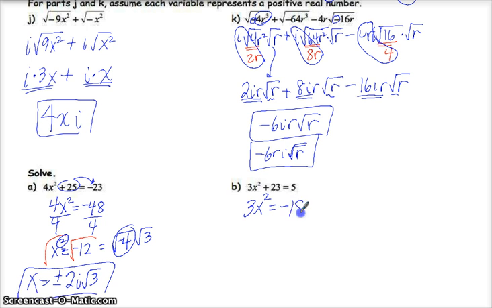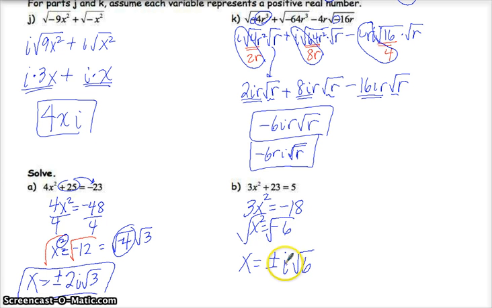3x squared equals negative 18. x squared equals negative 6. Take the square root of both sides. So x equals plus or minus i root 6. Let me check it because I did that super fast, which means I might have an error. So 5 minus 23 is negative 18. Divide each side by 3, I get negative 6.